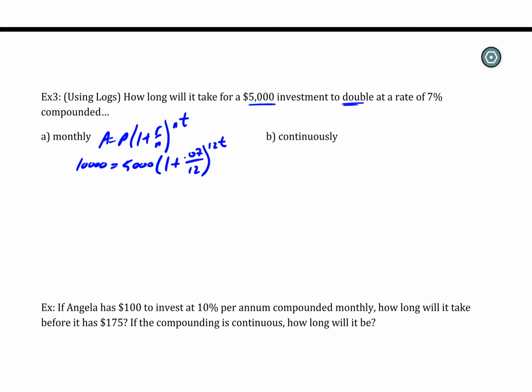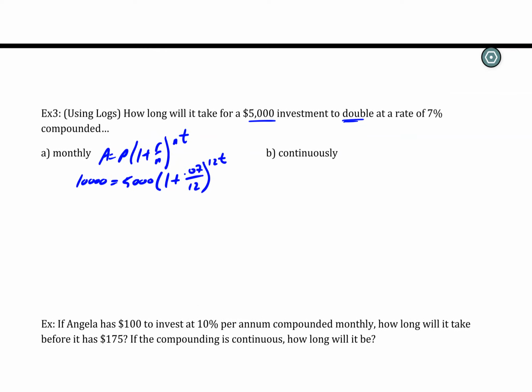Honestly, if I know that it's doubled, I don't even have to do all this, because this is all multiplication right here. If I divide out the 5,000, I'm going to get 2 over here, and that should be because it's doubled. So the second I know that it's doubled, I can shortcut this and simply say 2 equals, eliminating the P and keeping everything else. It's not the end of the world if you don't, but it makes your life a little bit easier.